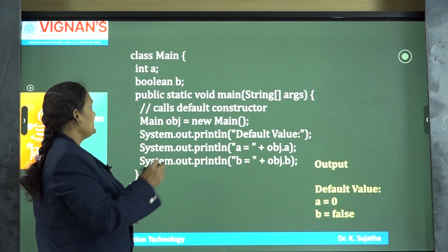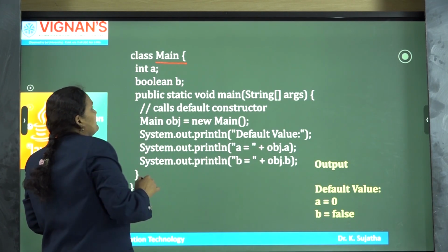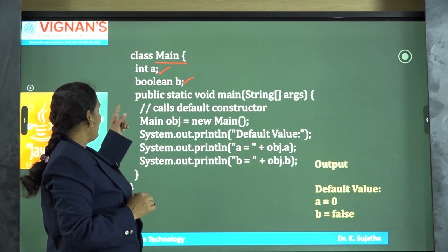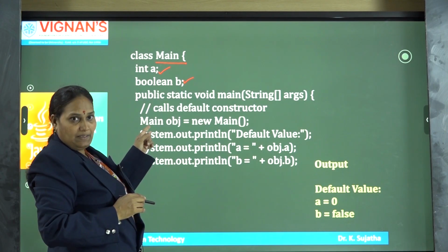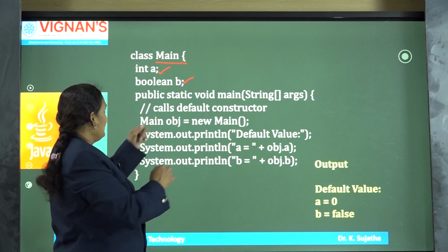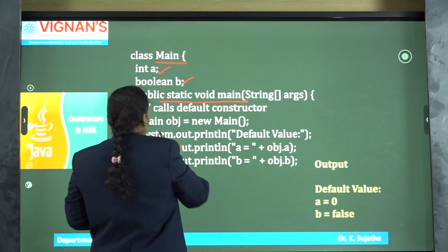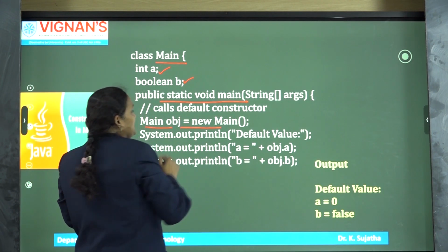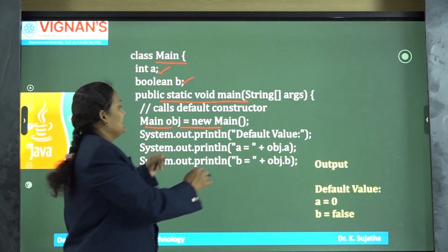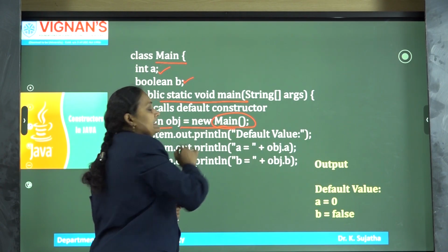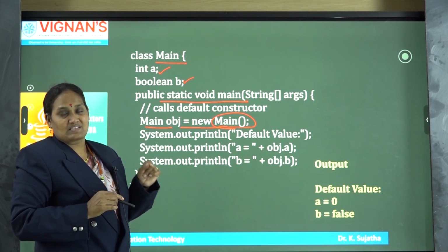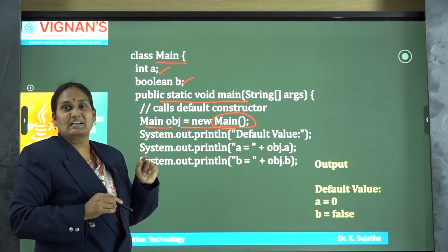Now here you can see that I have a class main which contains two variables A and B. A is of type integer and B is of type boolean. Now here I have not created any constructor in this class. Directly I call the main method. Now here I created an object for my class. So whenever I create an object for my class, the compiler automatically invokes the constructor for that class. Such a constructor is to be called as default constructor.